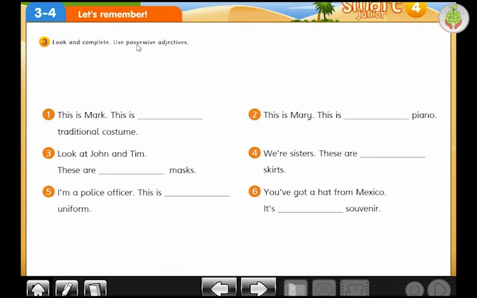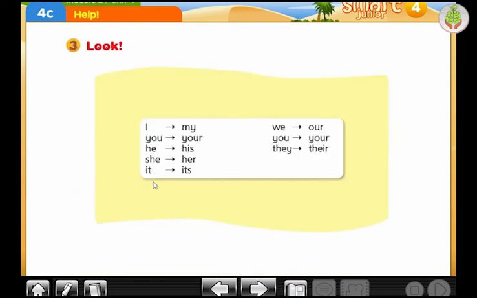So, what's the meaning of possessive adjectives? Let me show you. Okay, so these are the possessive adjectives. For example, instead of I say my. For example, my name is. So, when we talk about things that belong to us, we use these adjectives. My, your, his, for boy, her, for girl, it, for animals and objects. We, instead we use our.